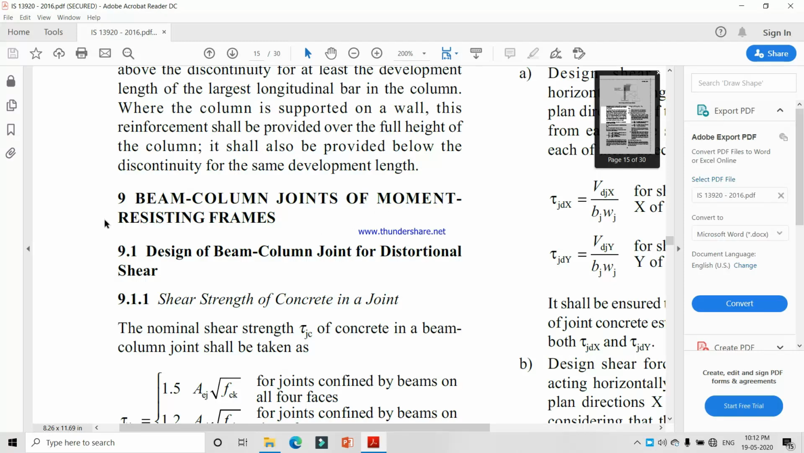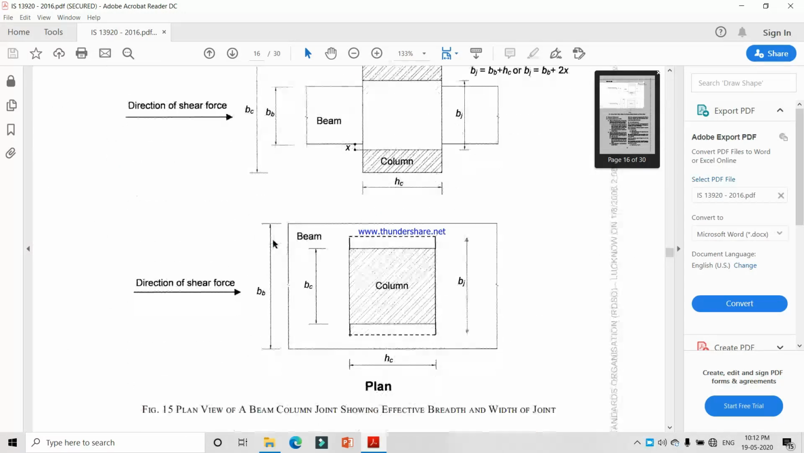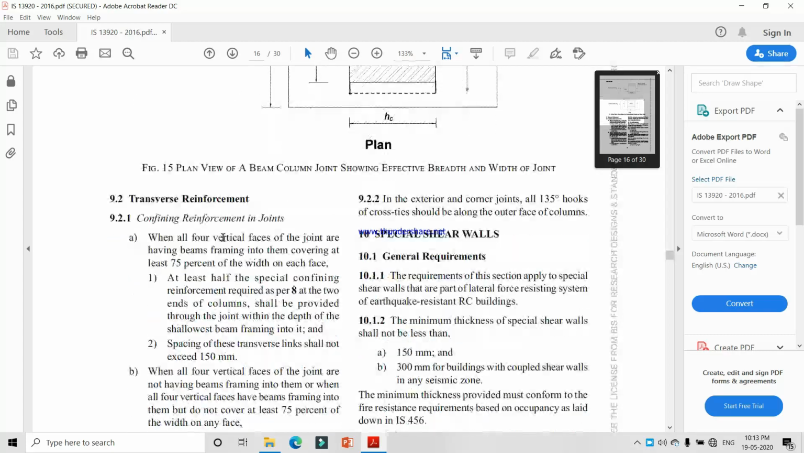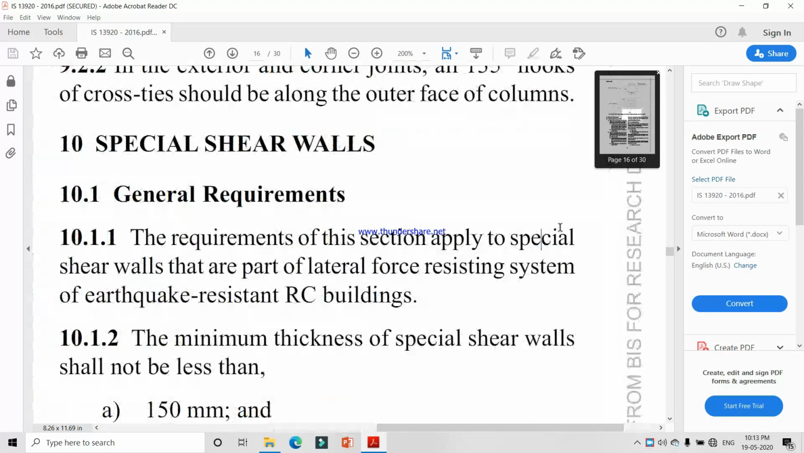Beam column joint of the moment resisting frame, these are unimportant. These are the most important.